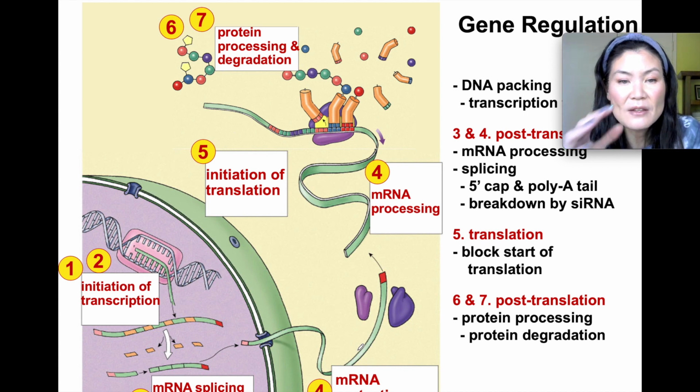There's 7 in this presentation. There's 7 ways that genes can be turned on or off in eukaryotic cells, okay? But remember, in prokaryotic cells like bacteria, it's just 2 or 3, okay?